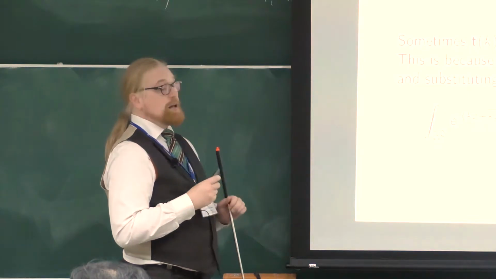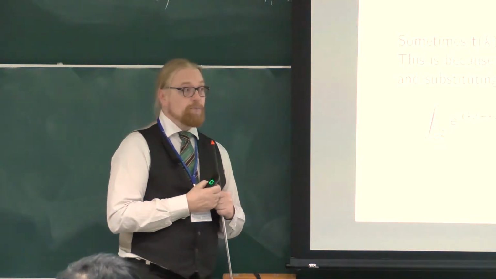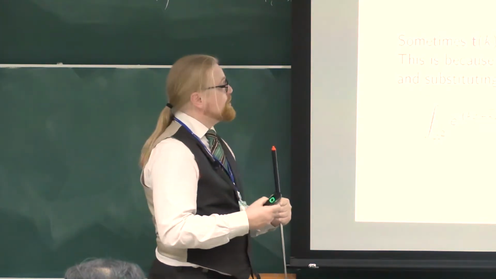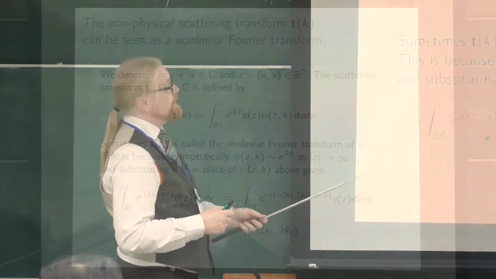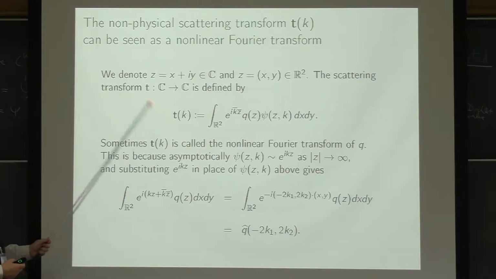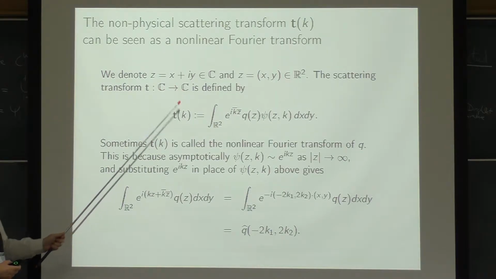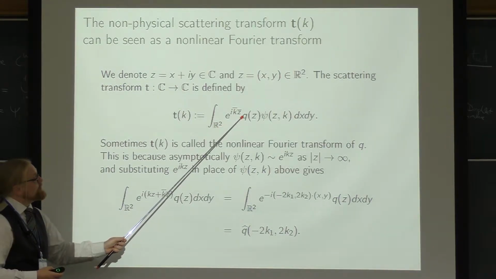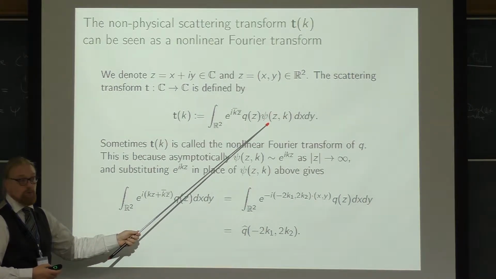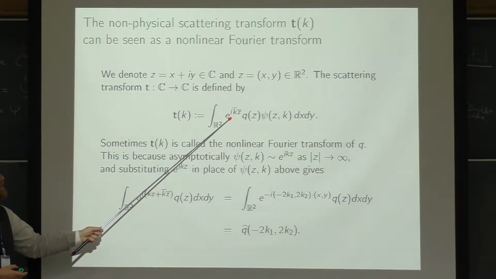Okay, but in this context, now that we know by Nachman's theorem that we have unique CGO solutions that we can use, then let's define our nonlinear Fourier transform. This is what it is. It's called T of k. It's a function from C to C, and it's defined like this here. Here is Q, here is psi, the solution that exists uniquely, and here is some exponential.